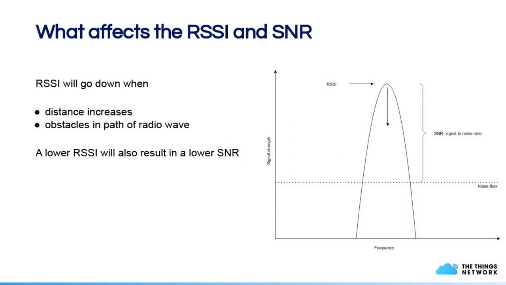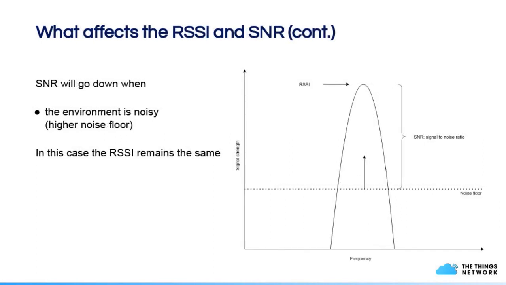The RSSI value of a signal will go down when the distance between the end device and the gateway increases. Any obstacles between these two will attenuate the signal and also cause the RSSI to decrease. In both these cases, the noise floor remains the same, which means a decrease in the RSSI will also cause a decrease in the SNR. SNR will also decrease in a noisy environment. If the RSSI remains the same, but the noise floor increases, the SNR will decrease.